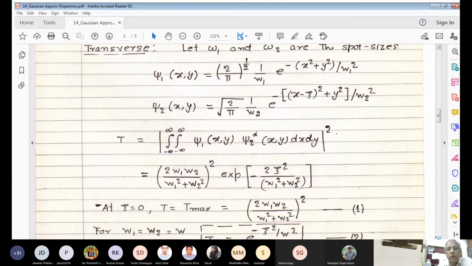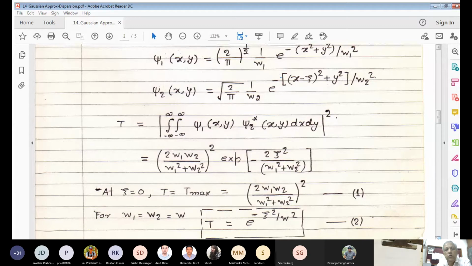And now you can find out how much power would be coupled to the second fiber if unit power is propagating through the first fiber. So what I have done is written the overlap integral of the two fields, and this gives me the amplitude, and its square is basically the power coupled. This is the transmission factor T, the fractional power coupled from one fiber to another fiber.